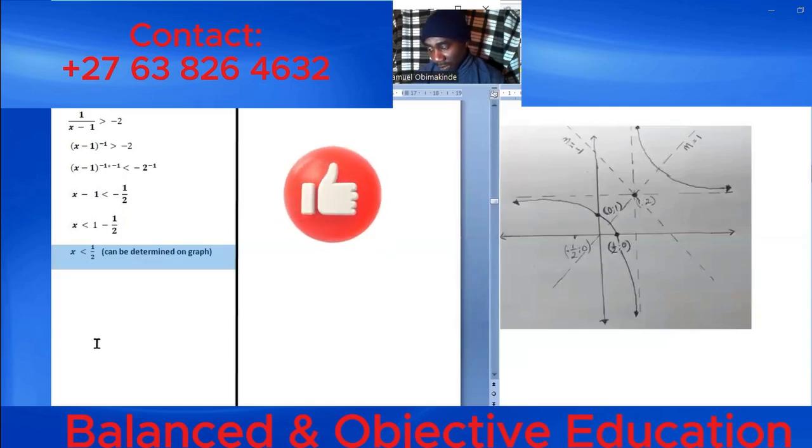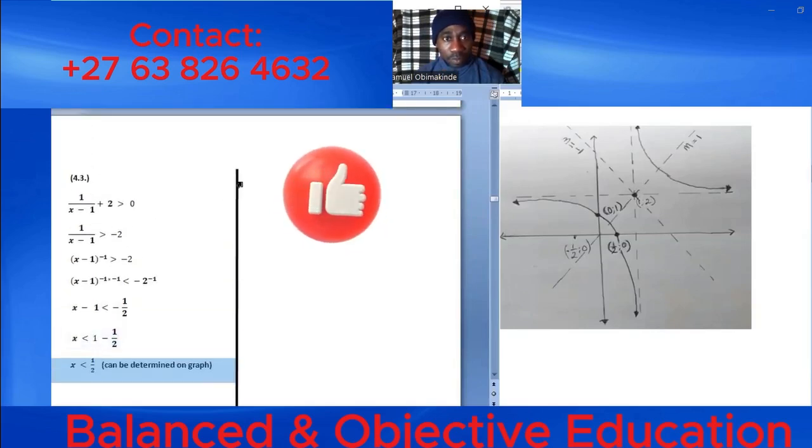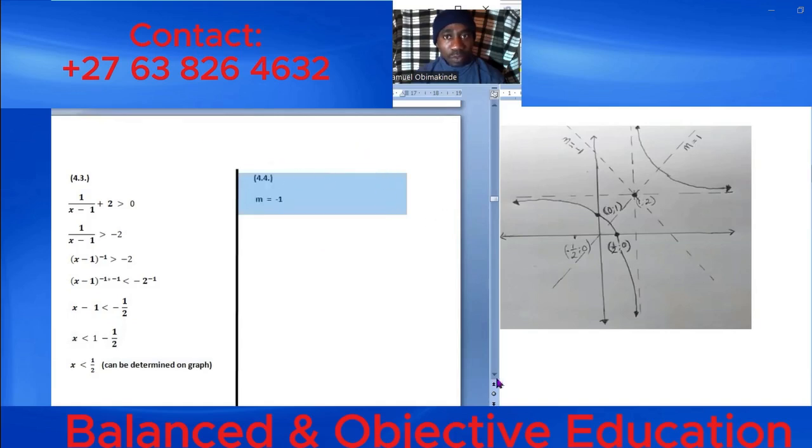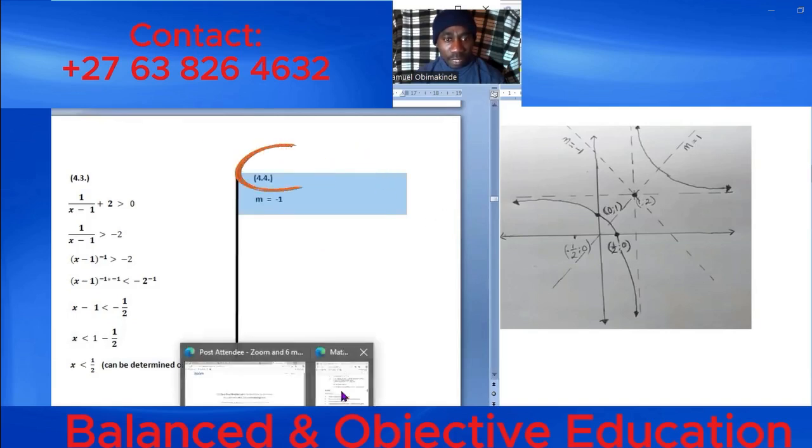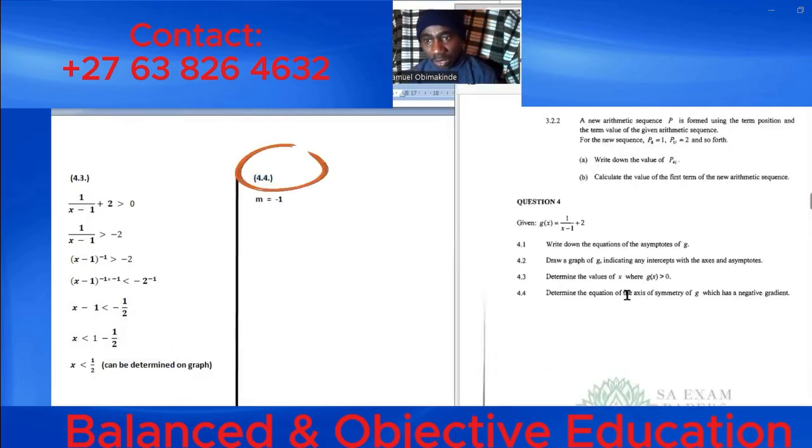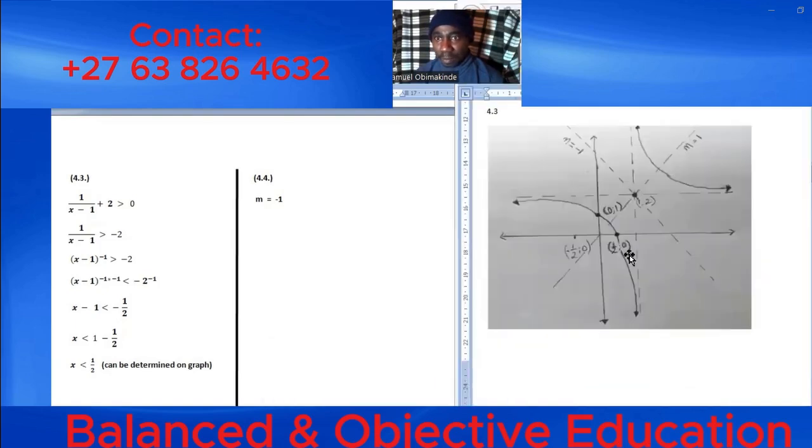All right, so the next question is question 4.4. So for question 4.4, let's see what they're asking for. Determine the equation of the axis of symmetry of G which has a negative gradient. So for us to do that, we must draw the axis of symmetry on the curve, on the graph. Right, to draw the axis of symmetry is simple.